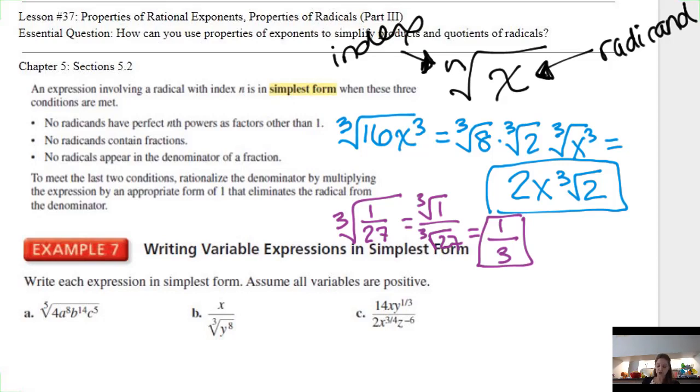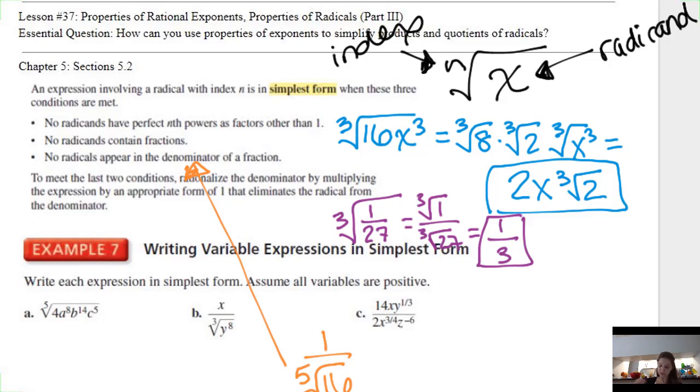Last condition, no radicals appear in the denominator of a fraction. So I'm running out of room. I will put this down here. I do not want, for example, 1 over radical 5. I'd have to rationalize the denominator by multiplying both the numerator and denominator by the same value. In this case, let me do a third root, or what do I know? I know a fifth root of, let me think about this.